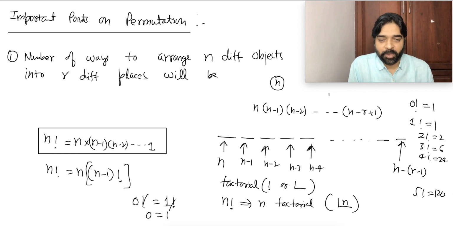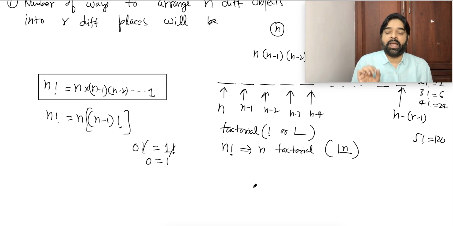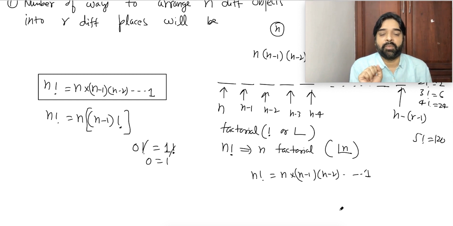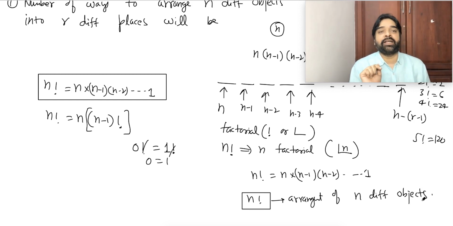I hope all of you wrote down this point. Let me first explain the meaning. After that we'll go. N factorial means what? Means n into n minus 1 into... Mathematically, this is not a formula, so mathematically I cannot prove it. Actually n factorial is nothing but the arrangement of n different objects. That's all. Nothing else. In place of writing this much, we simply write n factorial.